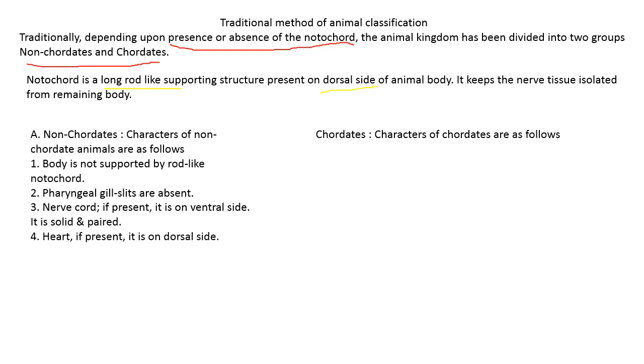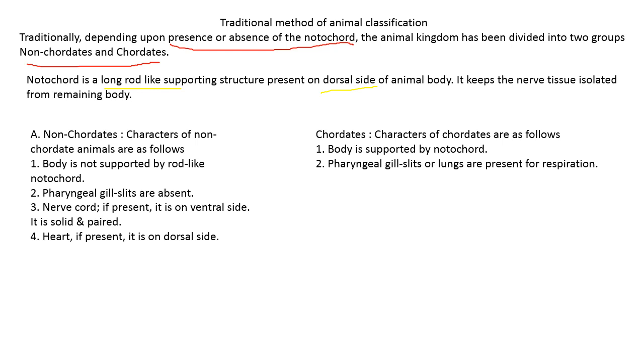Next, we are going to have the subkingdom chordates, and the characters of chordates: the body is supported by notochord. The first point, as we have discussed, is the presence of notochord, and therefore they are considered chordates. So the same point is repeated. Chordate means the first point, that their body is going to be supported with notochord. So the definition only gives the first character.